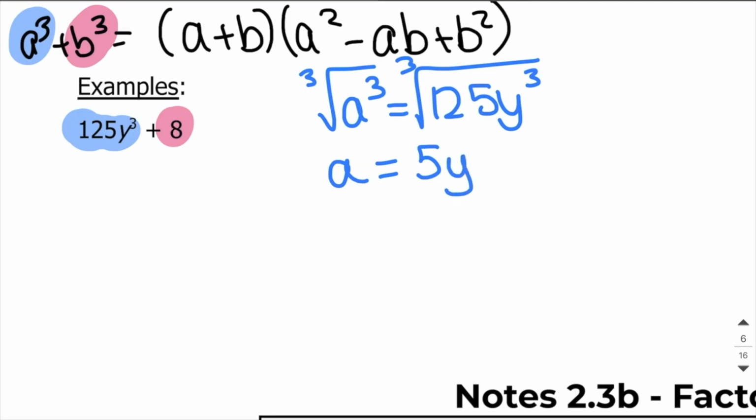And then I'll do the same thing for the b. We know that b cubed is going to equal 8. So I'm going to say here b cubed equals 8. I'm going to take the cube root of 8, and then I end up getting b equals 2.